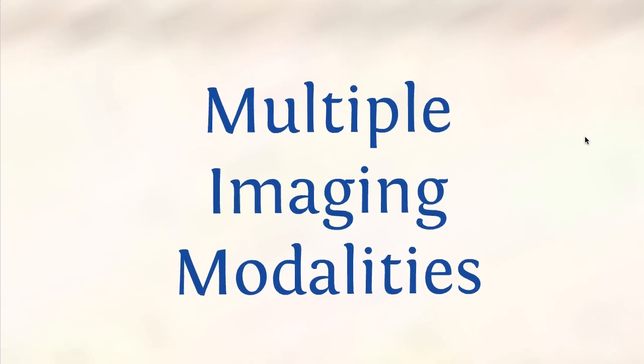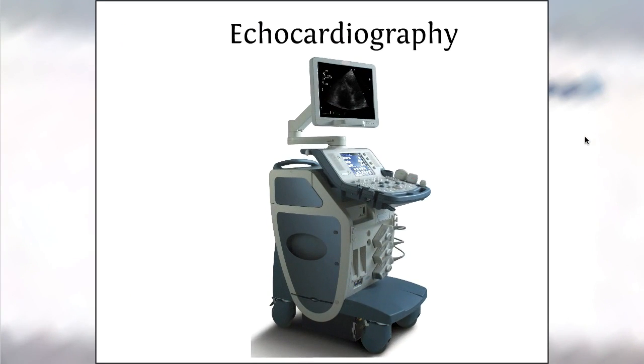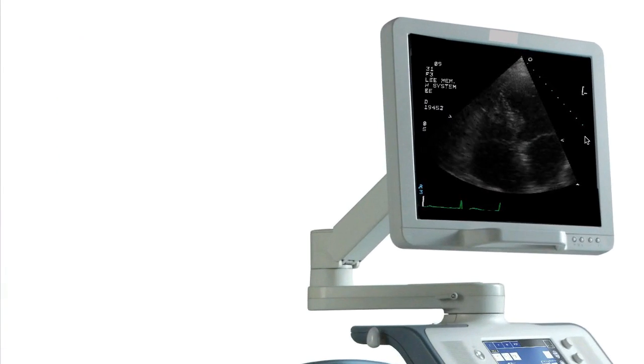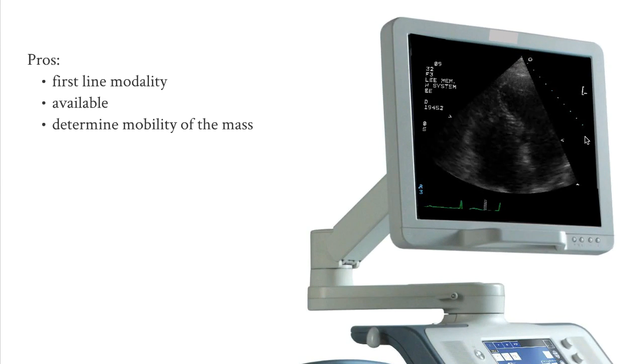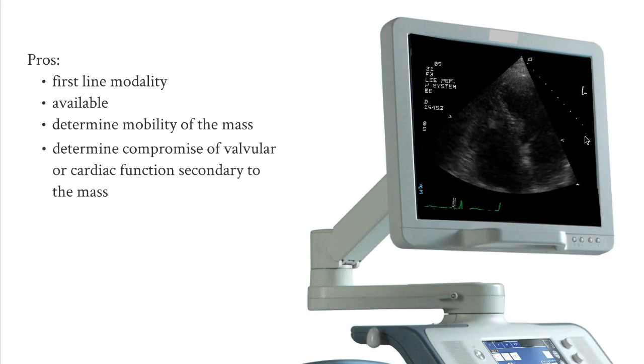So there's multiple imaging modalities. First, we'll go up to the third floor for echocardiography. So pros of echocardiography: echo is the first line imaging modality for virtually all of cardiac imaging outside of EKG. It's very widely available, so we have it in every hospital throughout the country. Echo is great for determining the mobility of a mass in connection to adjacent structures and how it might affect the function, including valves.